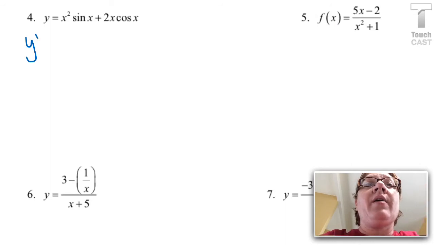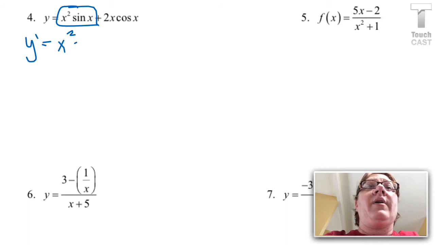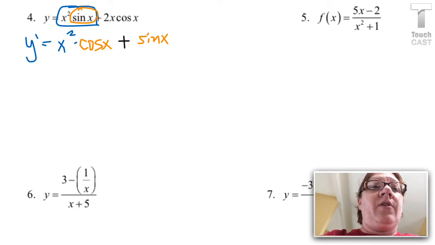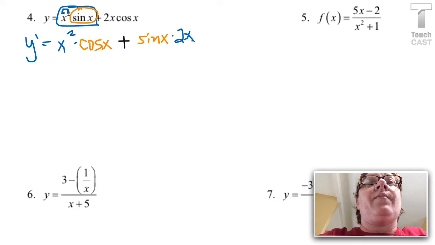And so in this first part, I see a product. And so I've got to do first times derivative of the second, but the second piece is this, and I know the derivative of that is cosine x, plus, and then I've got to do second, so sine of x, times derivative of the first, but derivative of the first will be 2x because I'm powering down.